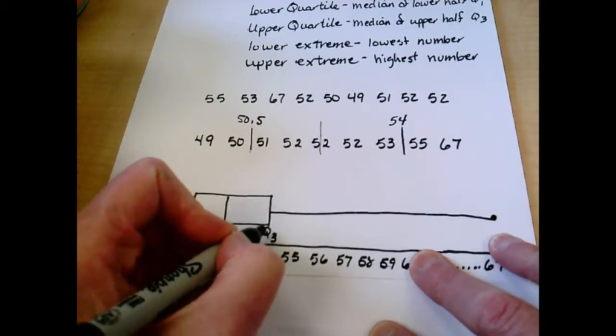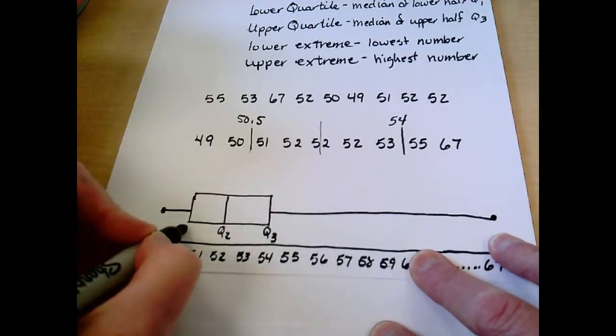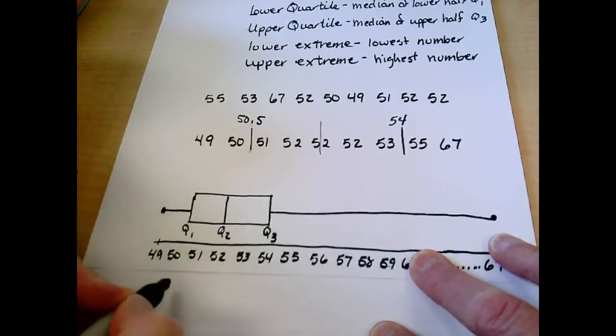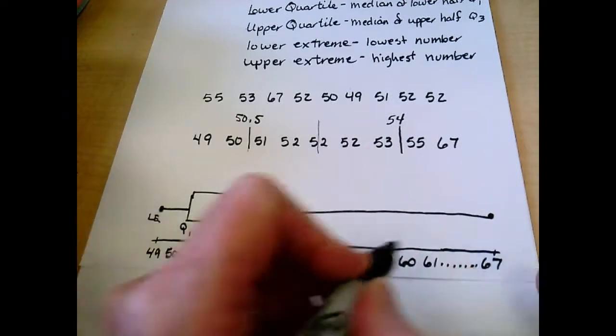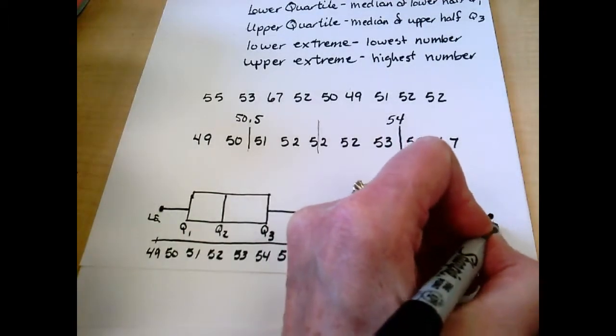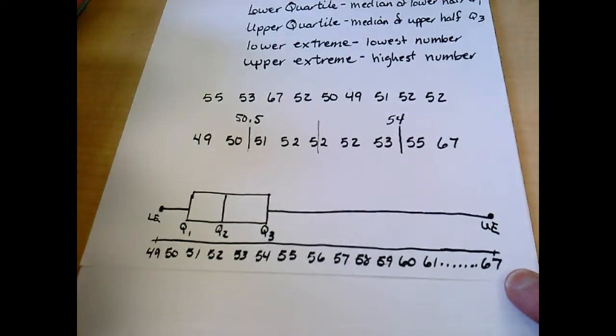My 52 is my median, and that is my quartile 2. My upper quartile, quartile 3, is here at the top of the box. My lower quartile, quartile 1, is there. My lower extreme is here at 49, and my upper extreme is there at 67. And I have plotted my box whisker plot.